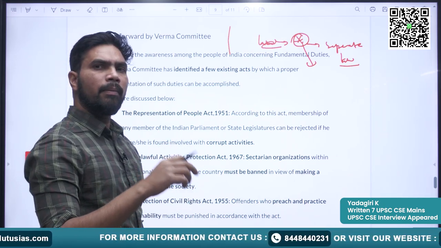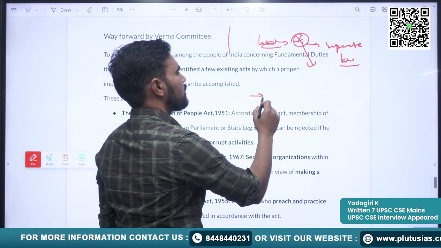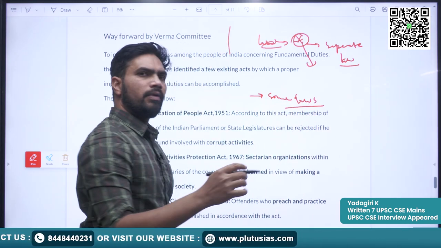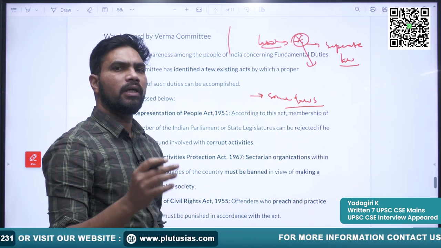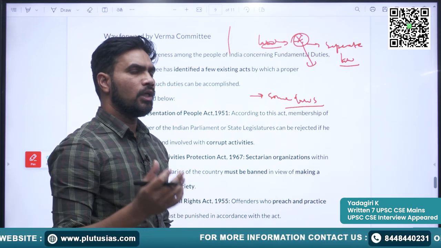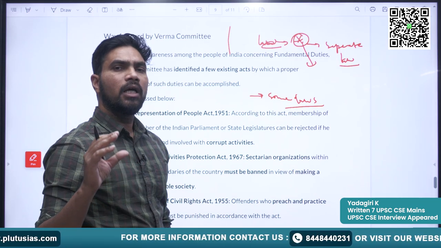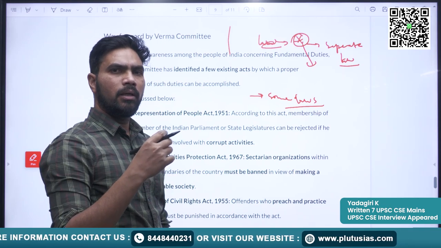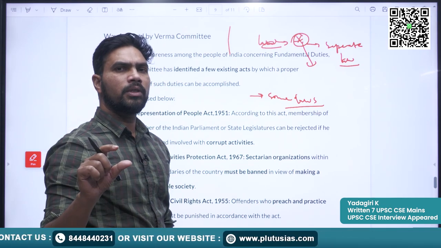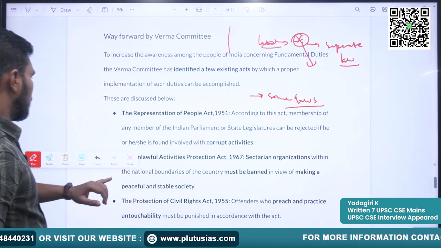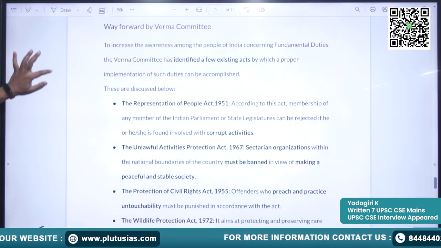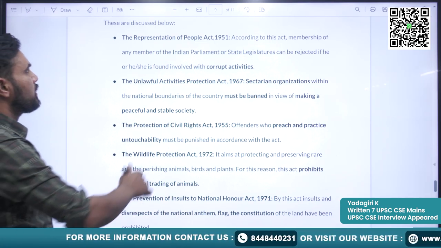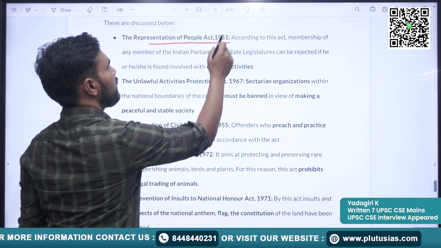And moreover, the committee identified that there are already some laws through which we can realize the fundamental duties. The committee also listed the particular acts through which the fundamental duties can be realized. So we will see the laws or acts recognized by the Verma committee. The first one is the Representation of the People Act of 1951.